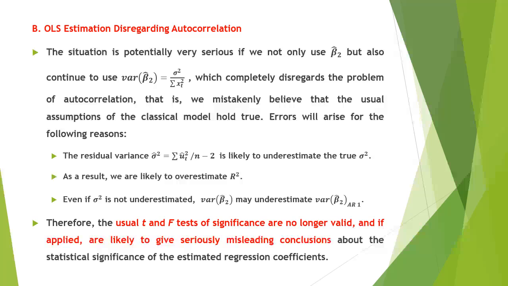That is, our calculations on the explanatory power of the model may go wrong. Even if the residual variance of the estimator is not underestimated, variance of beta 2 hat may underestimate variance of beta 2 hat under the AR1 model. That is, we disregard autocorrelation. As a result, our estimate of the variance underestimates the true variance under the autoregressive of order 1 scheme. Therefore, we cannot rely upon the usual t and F tests of significance. They are no longer valid, and if applied, they are likely to give seriously misleading conclusions about the statistical significance of the estimated regression coefficients.